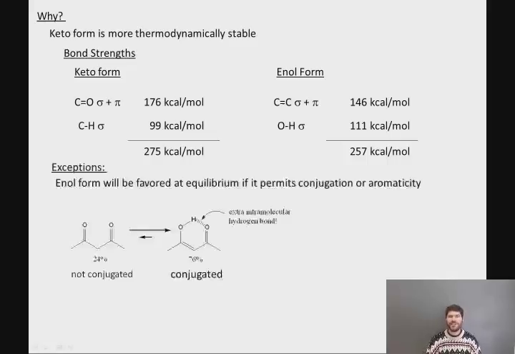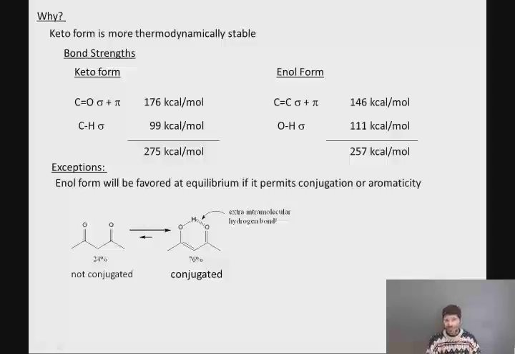The exceptions, and we do have to consider these, is that the enol form will be favored at equilibrium if that form permits conjugation or even better aromaticity. So for example, if you look at 2,4-pentanedione here, the di-keto form will only exist 24% at equilibrium. 76% of what's present is actually going to be the enol form.